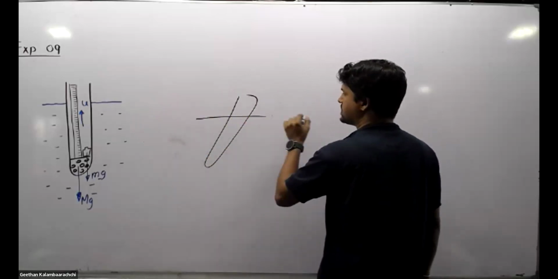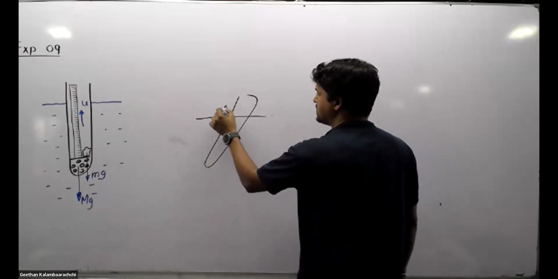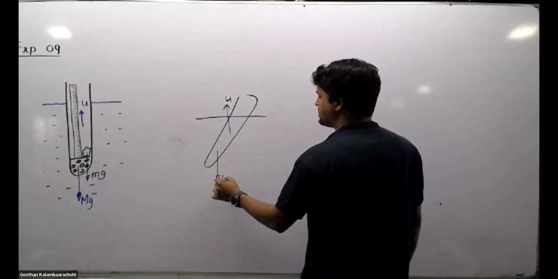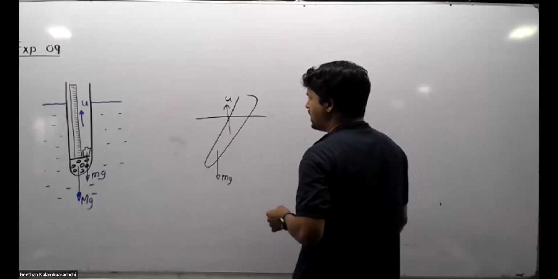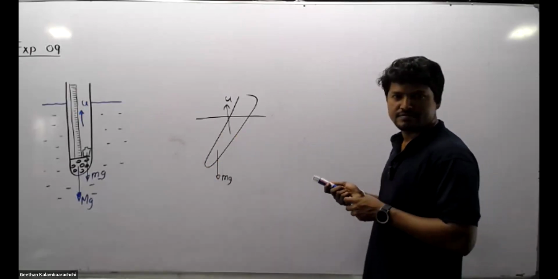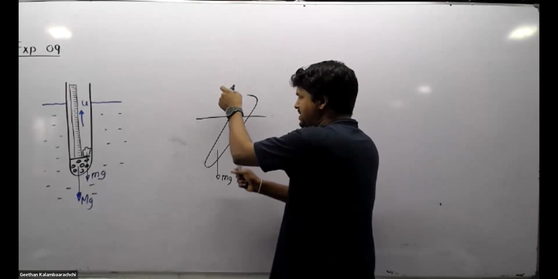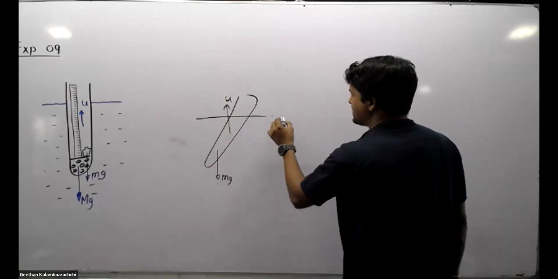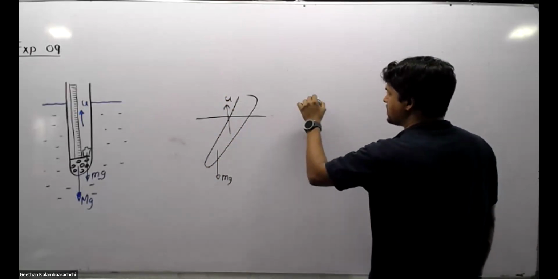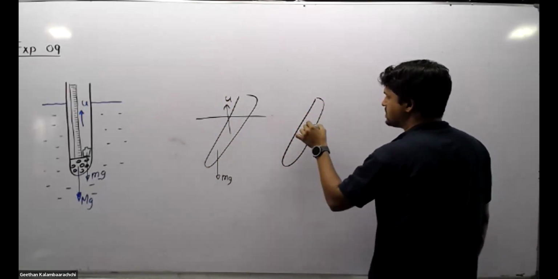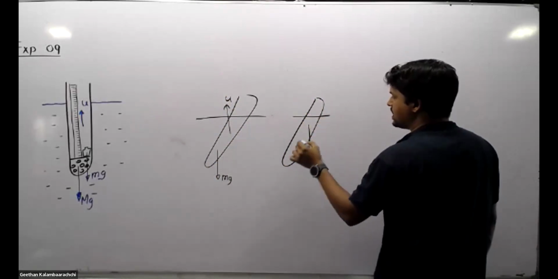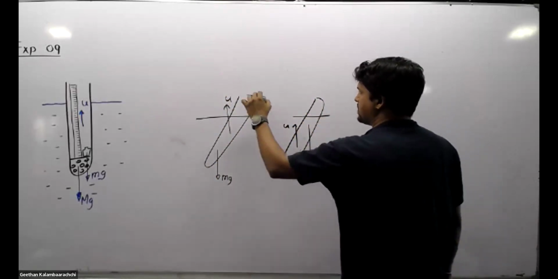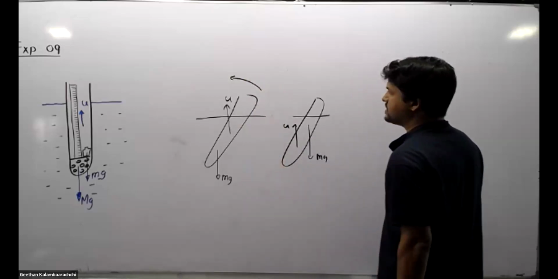Now this is a floating object. Here you have the center of buoyancy, and here is where you have the center of gravity. So what will happen to this? Right. So what will happen if it's the other way? Center of gravity is here, and center of buoyancy is somewhere here. Now what will happen?